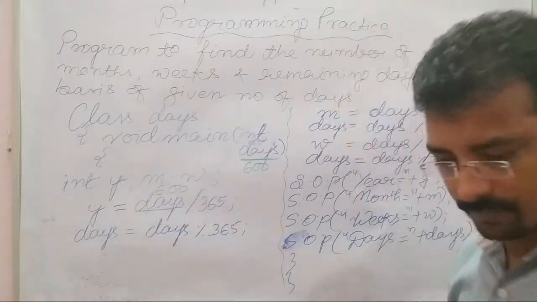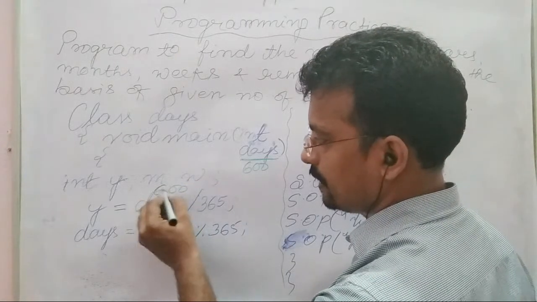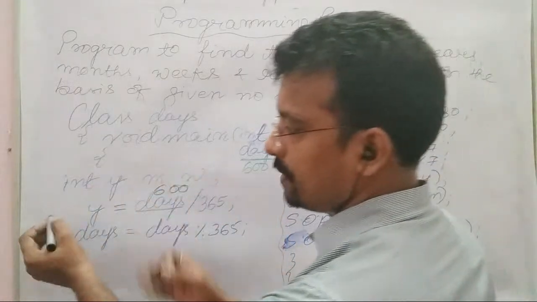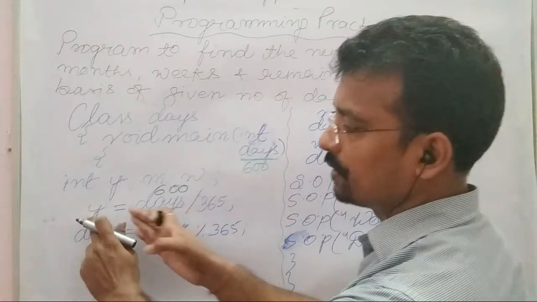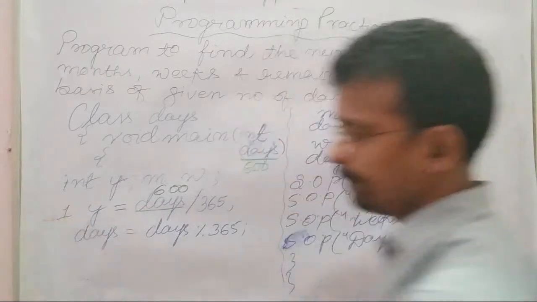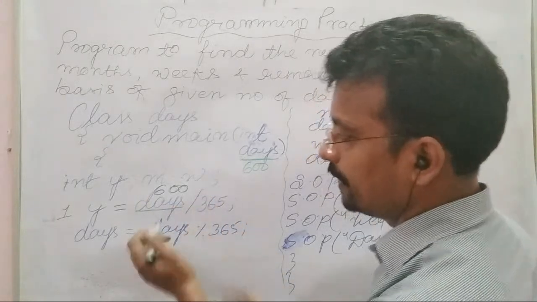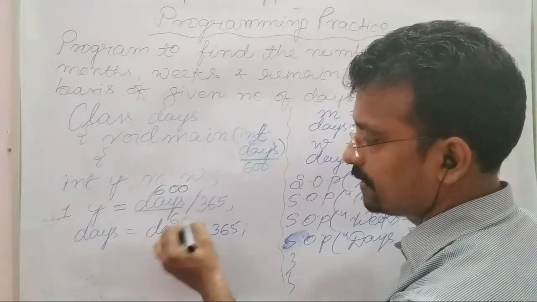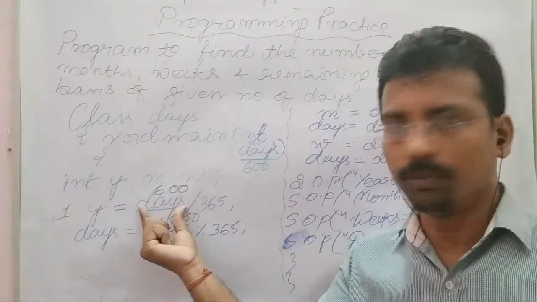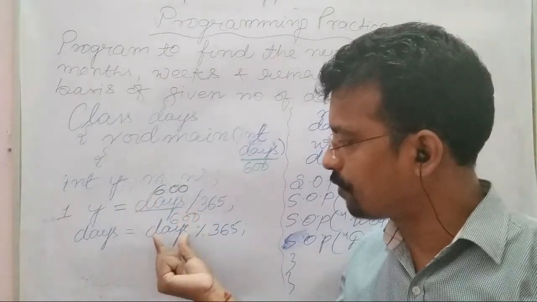600. This 600 will be divided by 365. So what answer will be there? 1 point something, but because the receiver is an integer, it will receive only 1. After that, you have called days here. So days again will come with the 600, because I have not changed the days value. See, have I changed the days value? There is no change. Same value I have called here.